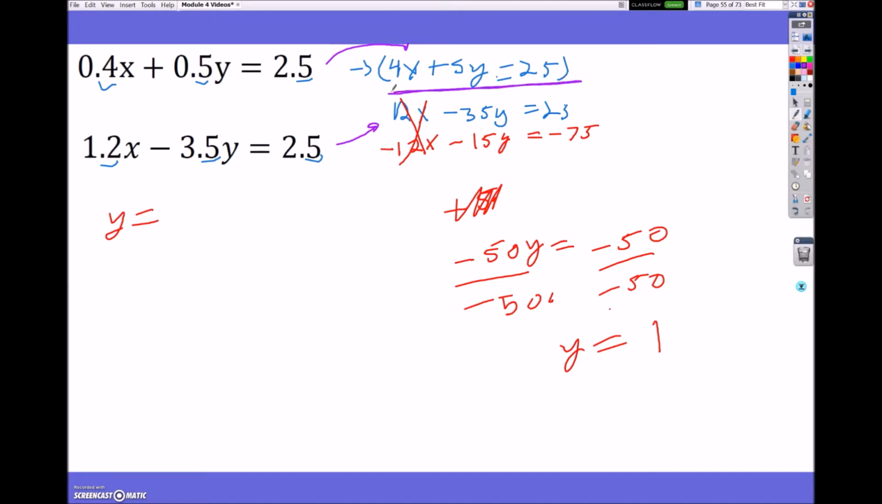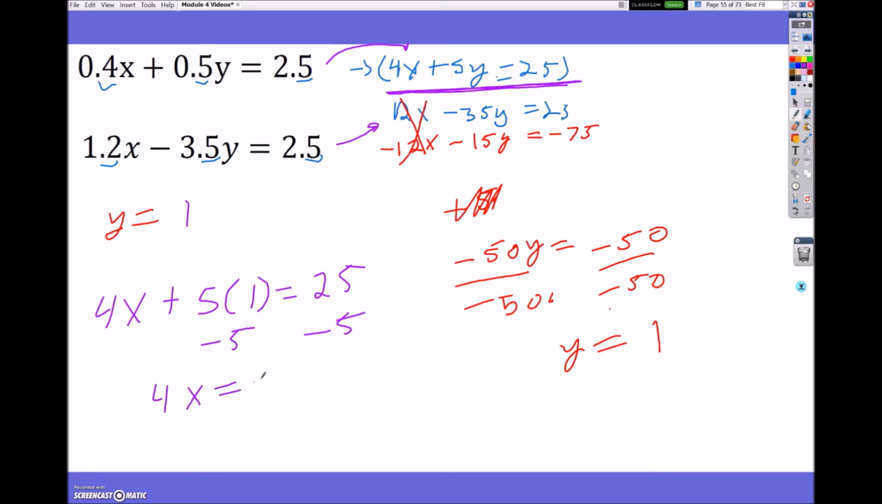I'm going to choose this one right here. So since I know y equals 1, I'm going to have 4x plus 5y equals 25, and I'm going to plug in 1 for y. I'm then going to subtract 5 on both sides, because 5 times 1 is just 5, to get 4x is equal to 20. I'm going to divide both sides by 4 to get x equals 5. So I'm going to have an ordered pair of (5, 1).